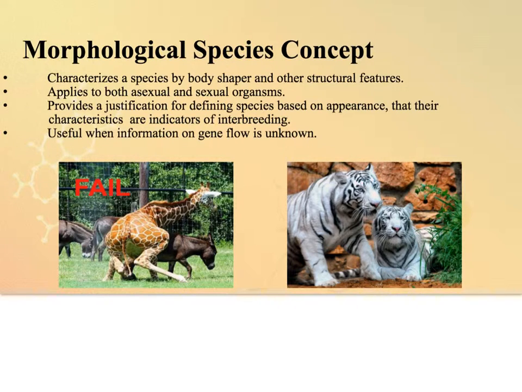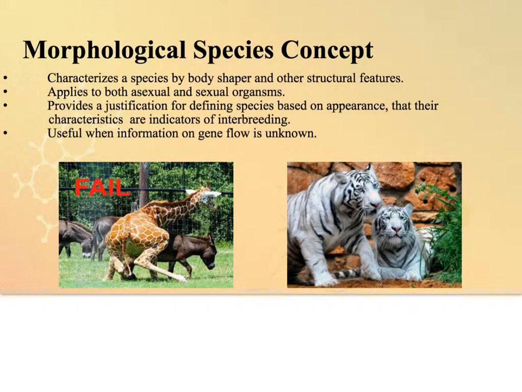The morphological species concept is when individuals of a species are morphologically similar to one another, yet distinct from other species. In other words, body shapes, sizes, and other structural features and characteristics would be used to characterize and categorize species. This applies both to asexual and sexual organisms.